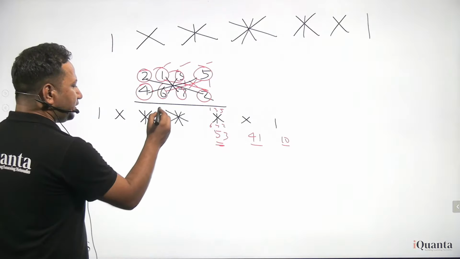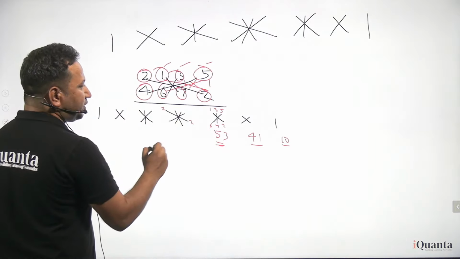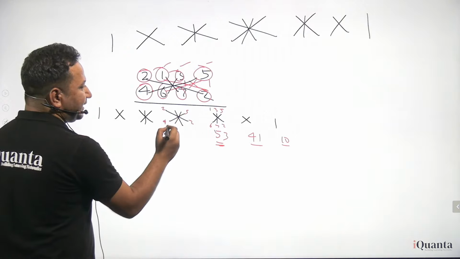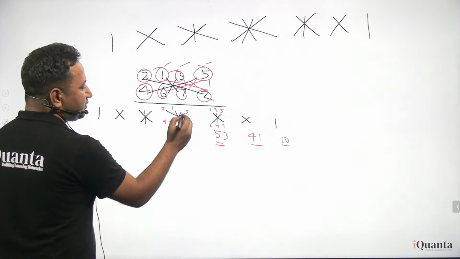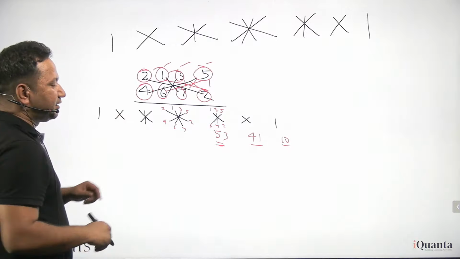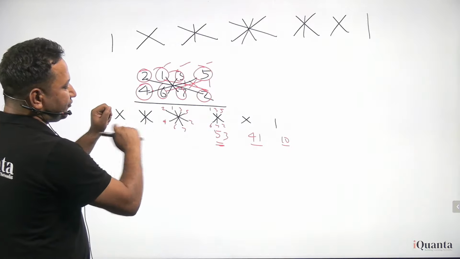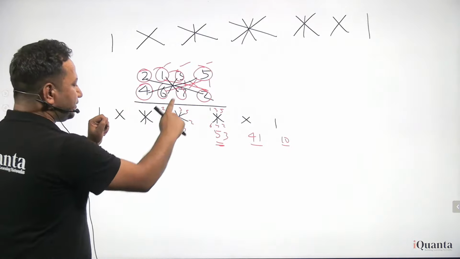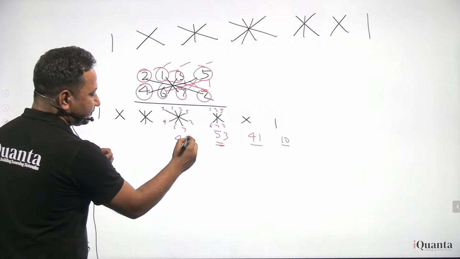Similarly, for the 4, this 2 and this 2. 2 2s are 4, 5 4s are 20, 1 7 is 7, and 3 6s are 18. So we get 4 plus 20, 24, plus 7, 31, plus 18, 49. All right?